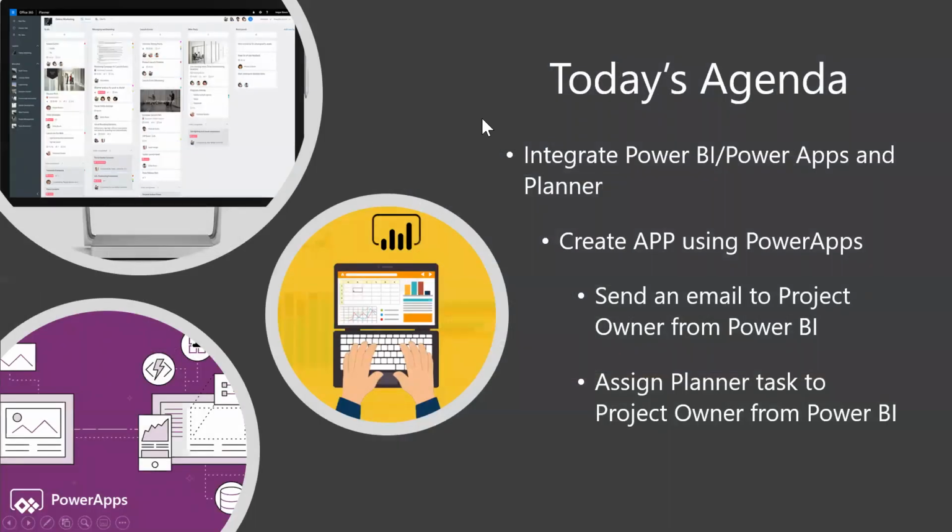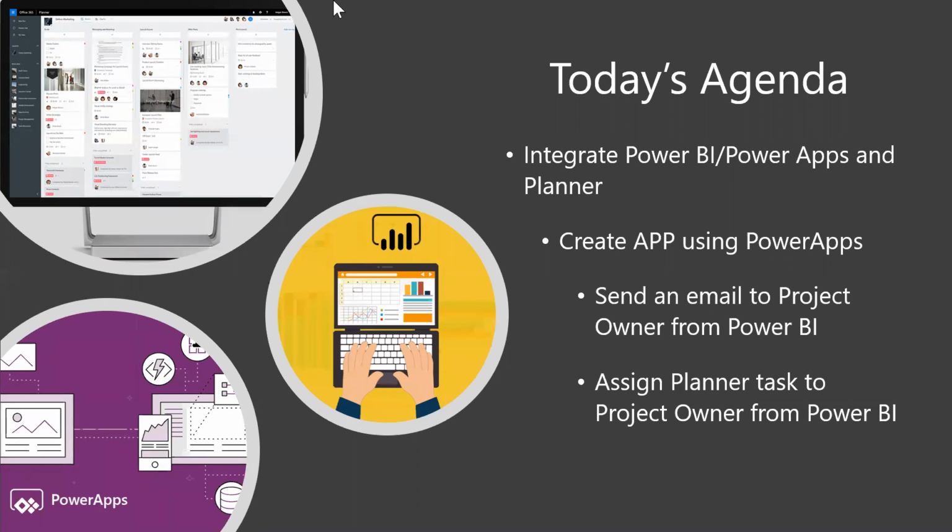So in today's session, I'm going to show you how you can integrate Power BI with Power Apps and Planner. Now, to showcase this integration, we are going to create an app, and that app is going to send email to the project owner from Power BI, or it can assign a Planner task to the project owner from Power BI. We are going to do both, sending email and assigning task, from Power BI itself with the help of Power Apps. Before we get into a demo and I show you how to create this app, I want to show you the end result, how the app will look once we create it.